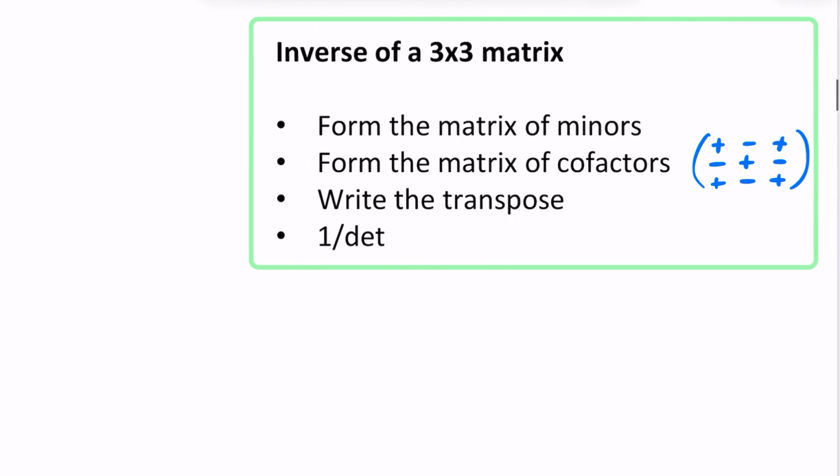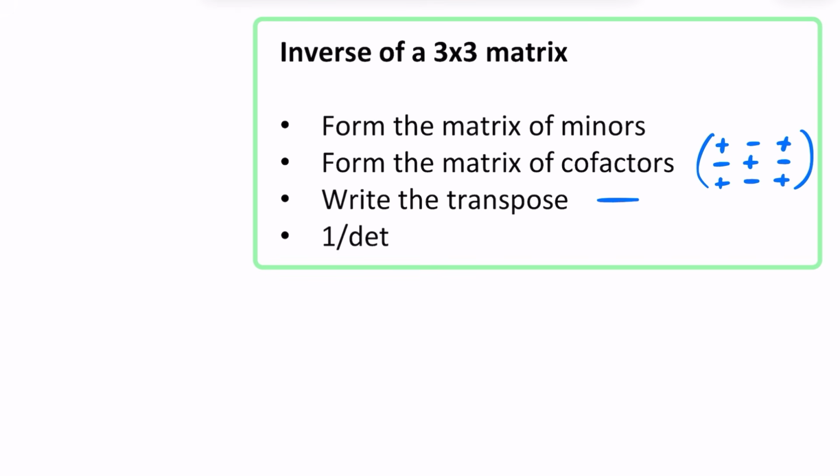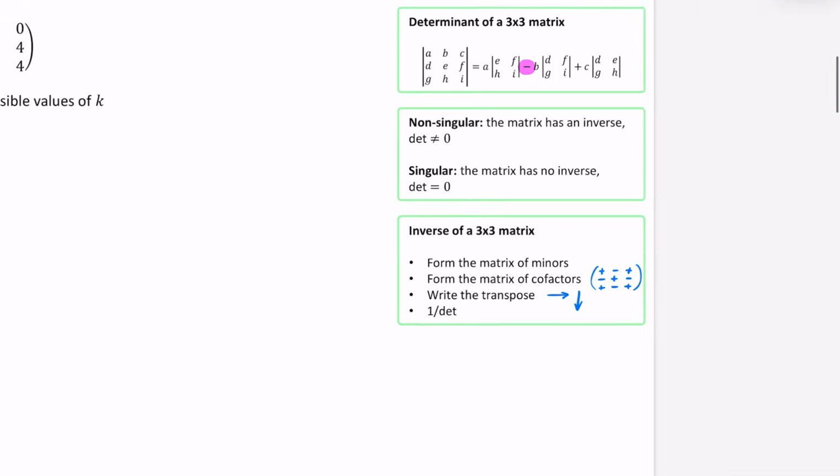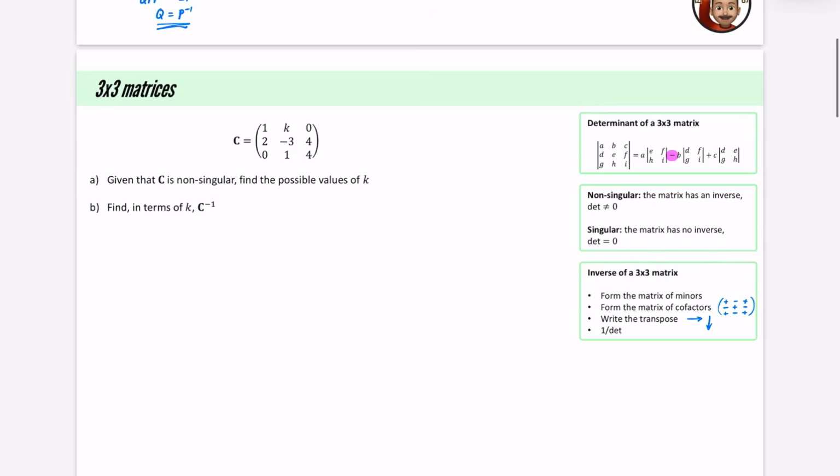You then write the transpose. This is where anything that's a row gets transferred to being a column. And then you finish off by doing 1 divided by the determinant, multiplied by that final matrix that you have got there. But again, this will make a lot more sense in the context of an example.